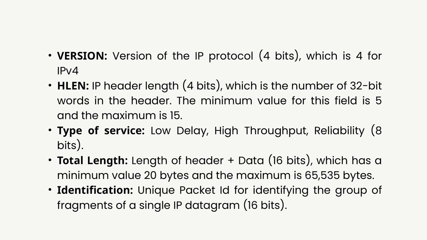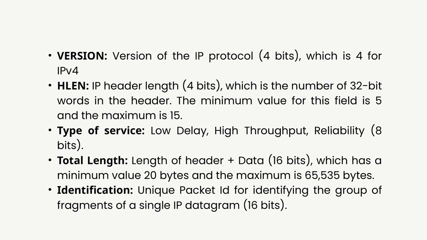Moving on, we have the type of service field, which is 8 bits. This is used to specify preferences like low delay, high throughput, or reliability, helping routers prioritize traffic based on the needs of the data. Then there's the total length, also 16 bits, which combines the header and data. This value ranges from a minimum of 20 bytes up to 65,535 bytes, defining the entire packet size.